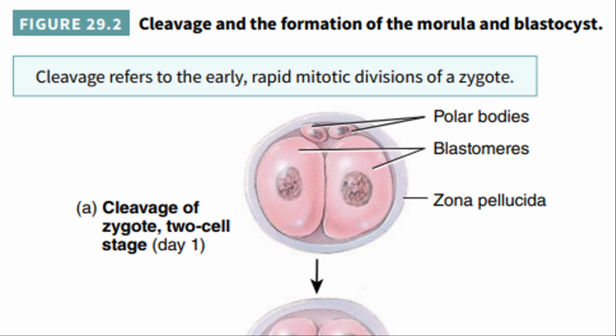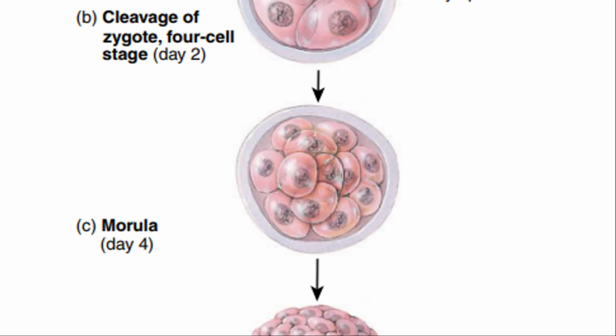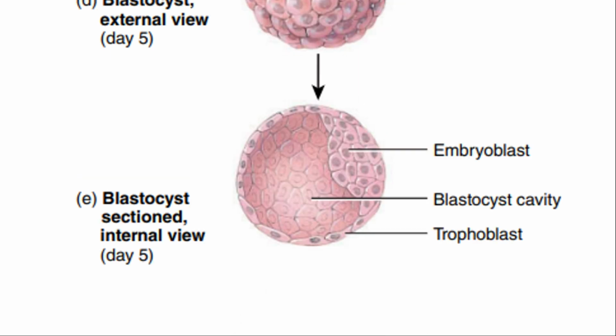Okay, ulit, review. Again, the zygote will undergo cleavage to produce blastomeres. Take note that at this stage, nasa loob pa sila ng zona pellucida. Now, those blastomeres will form a solid ball of cells that we call the morula, still inside the zona pellucida. Later on, mayroong space na magde-develop sa loob ng morula, and that space will be called the blastocele, and the entire stage is called the blastocyst. Which is now outside or nakalaya na siya from the zona pellucida.